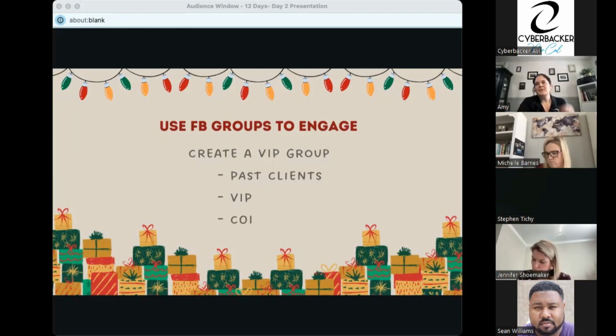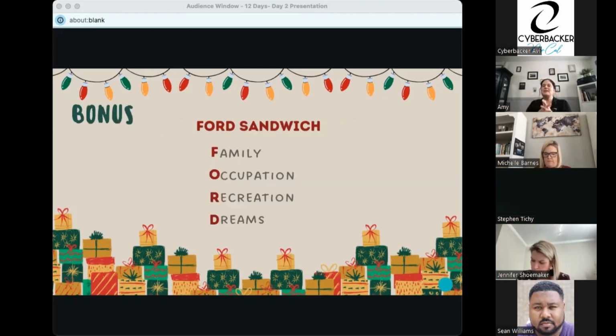Couple bonus items before we wrap up for the day. I know it's 10 o'clock, so I've only got a couple things left. One is the FORD Sandwich. Anytime I have conversations with anybody in my database, my goal is family, occupation, recreation, dreams. I call it the FORD Sandwich because we're going to open with FORD. Then we're going to talk about business, and then I'm going to wrap it up at the end with FORD.